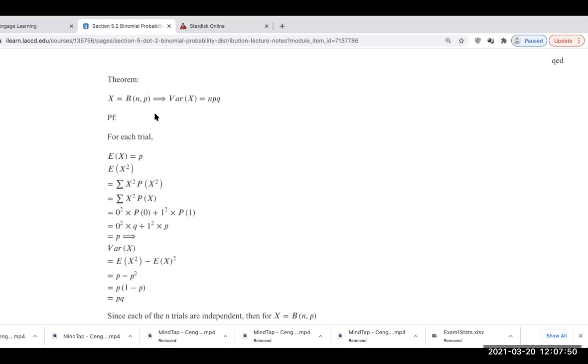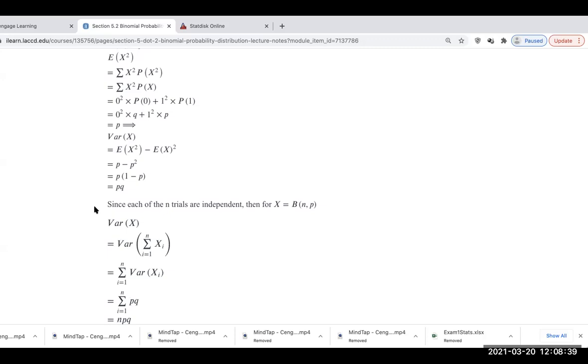So we're trying to show that the variance of a binomial random variable is NPQ. From the previous theorem, we showed that for each trial, the expected value of X was p. We calculated that the expected value of X squared was also p. Therefore, using the simplifying computational formula, the variance of X is the expected value of X squared, p, minus the square of the expected value of X, p squared. We factor out a p to get p times q.